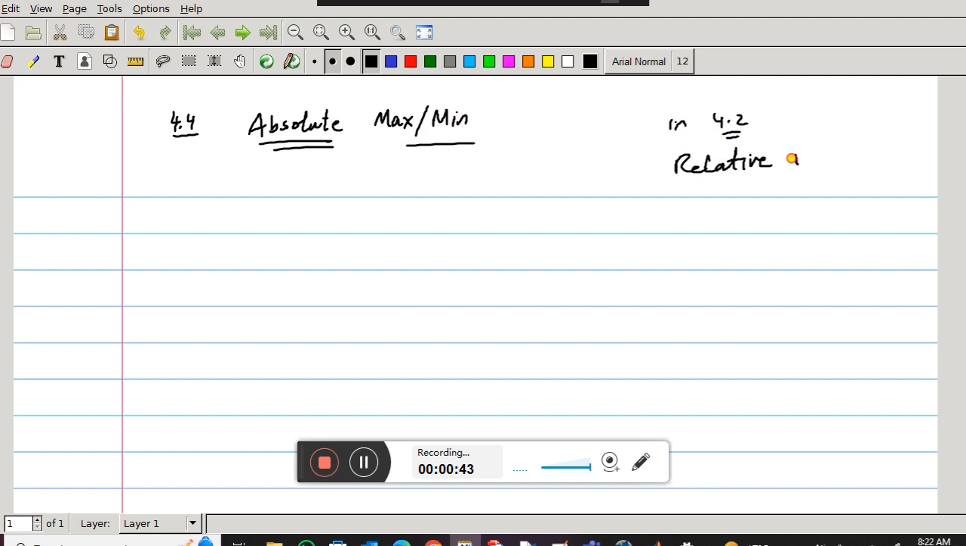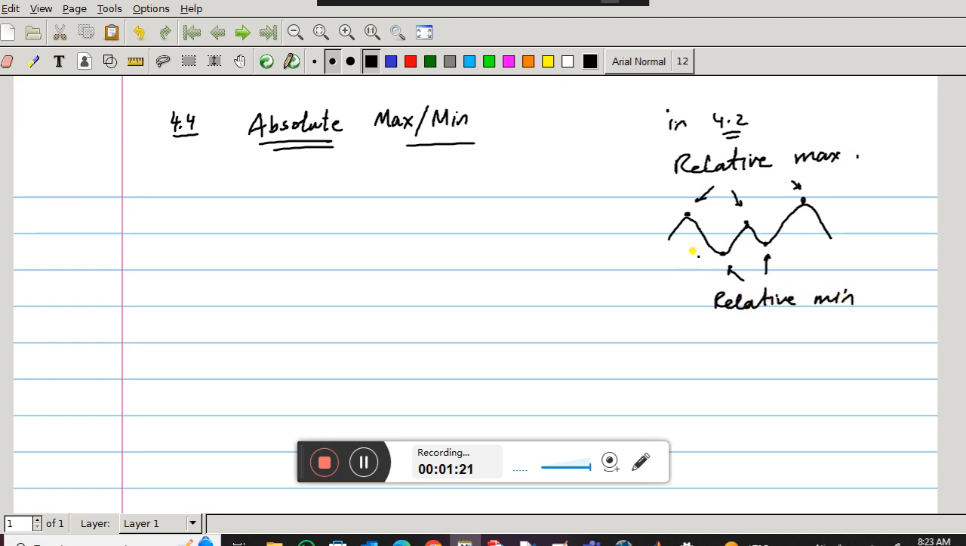So what is the difference between that? As I told you, relative is basically close to a point. These are all relative maxima minima, right? So these are three relative maximas and these are relative minimas. These three from here and these two from here. So these are relative maxima and these are relative minima.